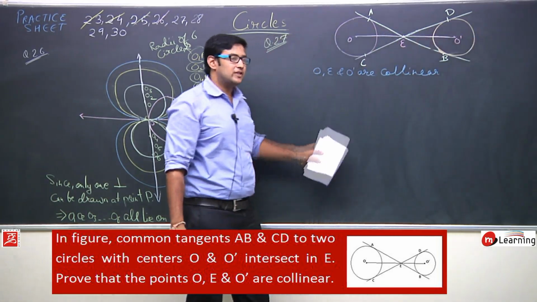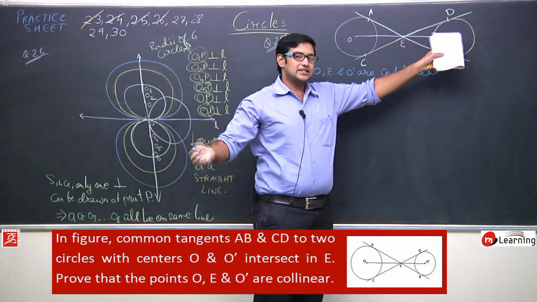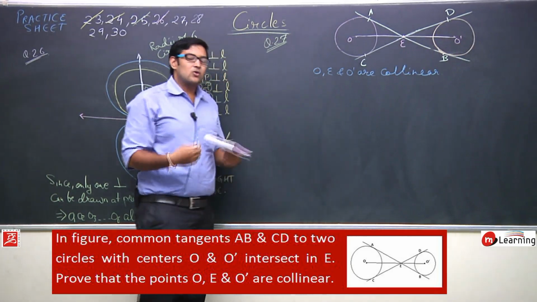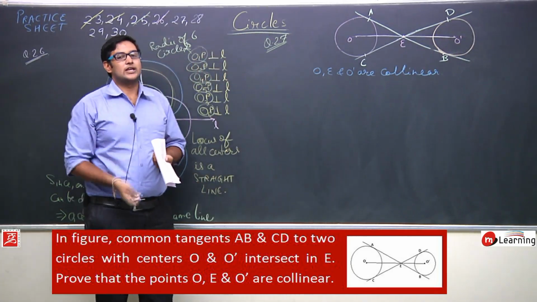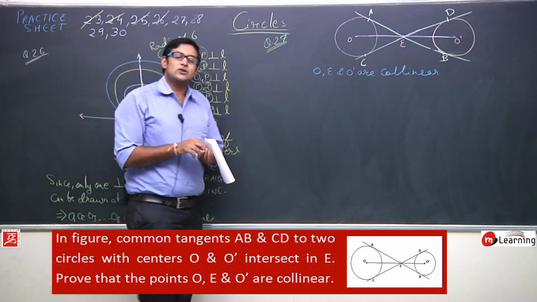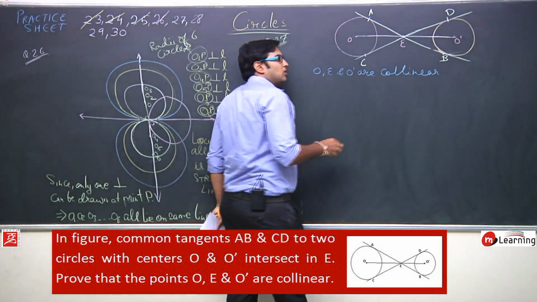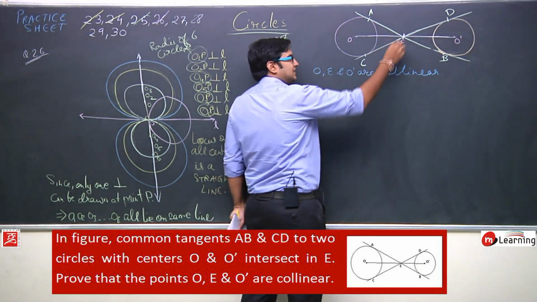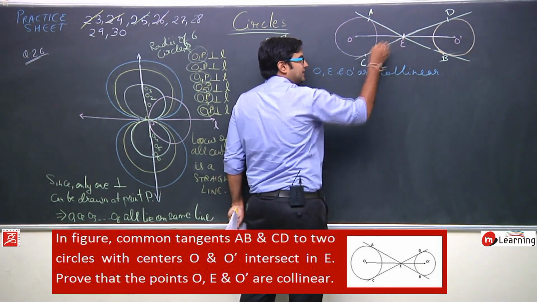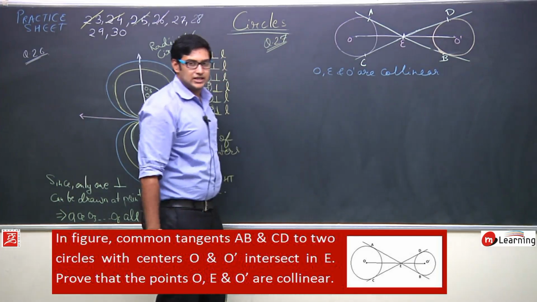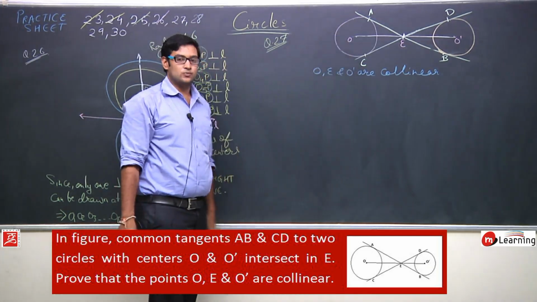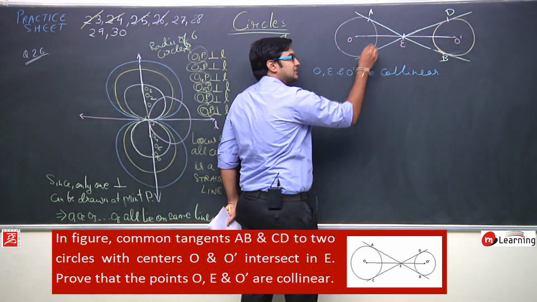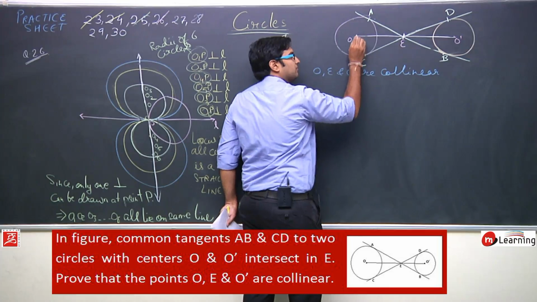If somehow I prove that this line is a straight line, I can say that O, E and O dash lie on a straight line, or O, E and O dash are collinear. Okay. So let us try to prove this. First thing to observe is that this is an external point E. I can see that EA and EC are tangents to this circle with center O. Okay. This EA and EC are tangents to this particular circle.